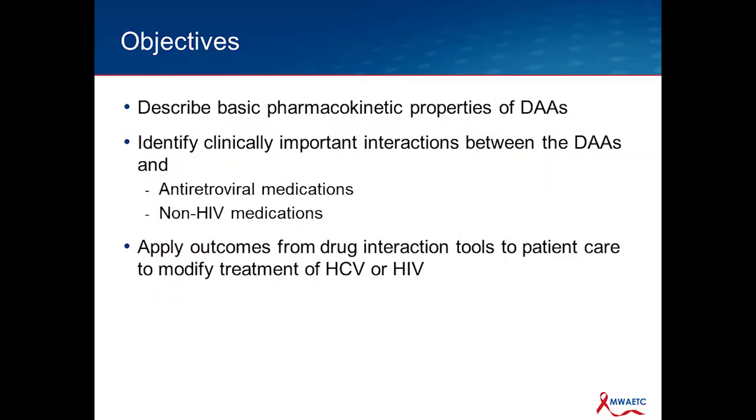We are going to look at some basic pharmacokinetic principles, just for the clinician level of understanding, to appreciate the complexity of some of these interactions. The application of this comes in identifying important interactions that you may be facing with both the DAAs and your antiretrovirals, along with your non-antiretrovirals. We're also going to explore what tools are out there that can help you, because you may not have a pharmacist in your pocket like some programs or providers do. So how can you use these tools to modify treatment of either the Hep C or the HIV to give you the best chance for patient outcomes?